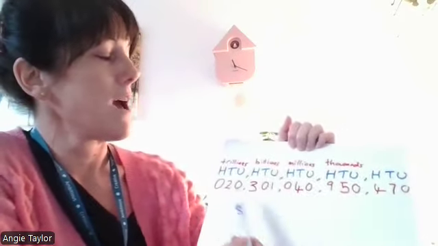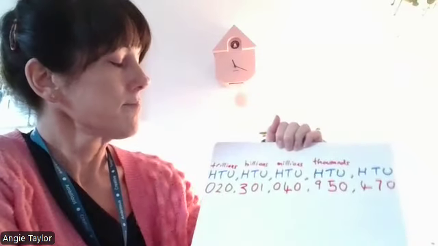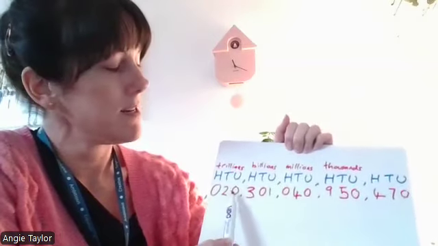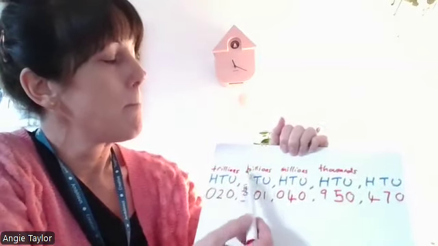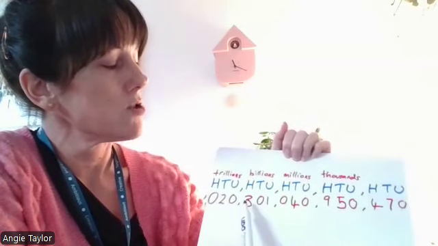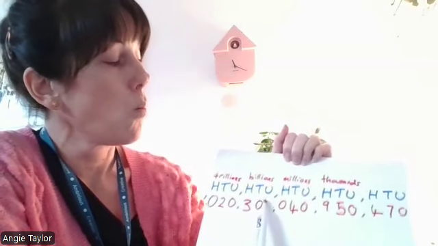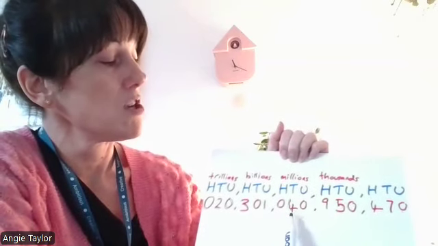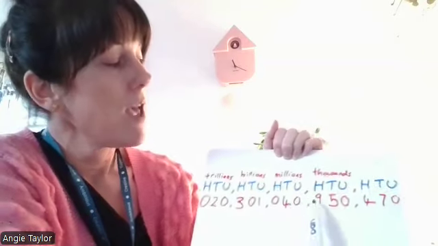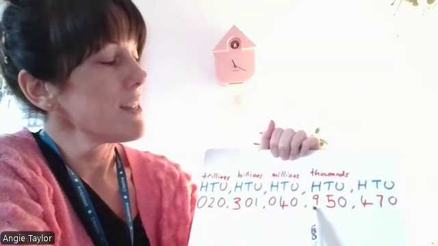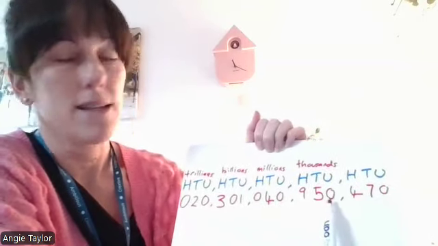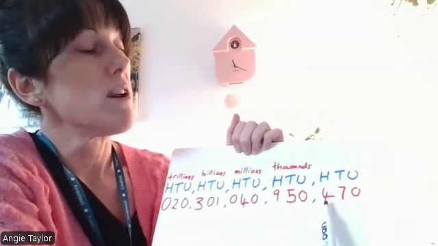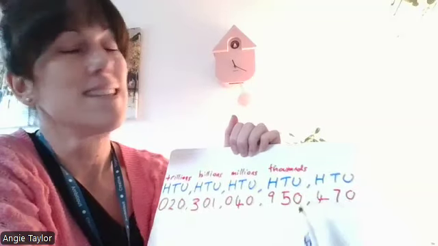So now that we've got our commas in, let's have a look. In the trillions, we've got a 2 in the tens column and a 0 in the units. In the billions, we've got a 3 in the hundreds column, 0 in the tens, and 1 in the units. In the millions, we've got nothing in the hundreds or the units, but we've got 4 in the tens. In the thousands, we've got a 9 in the hundreds, a 5 in the tens, and a 0 in the units. And then in our hundreds, tens, and units here, we've got a 4 in the hundreds, a 7 in the tens, and a 0 in the units.